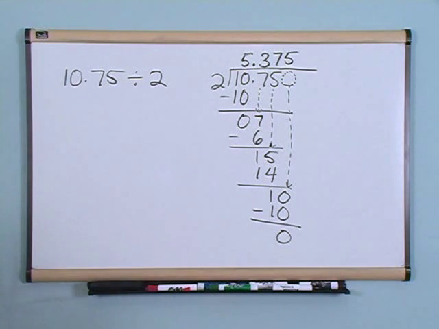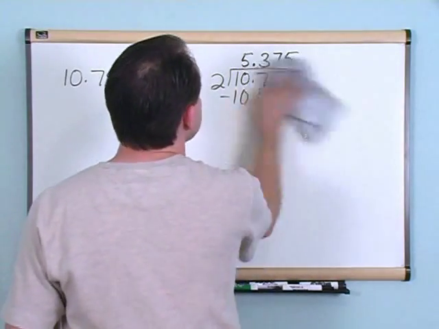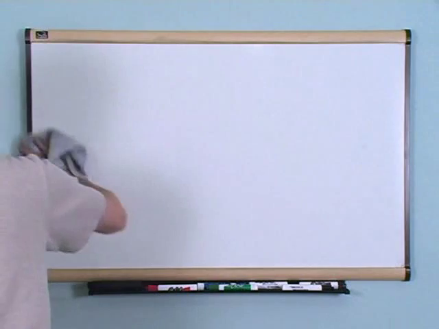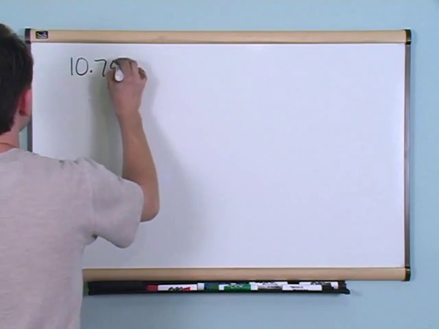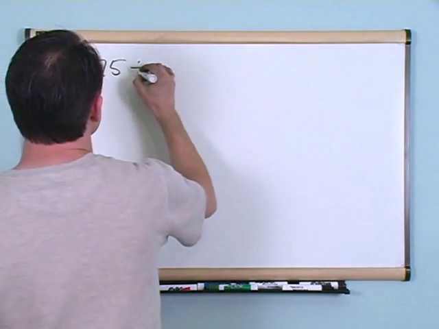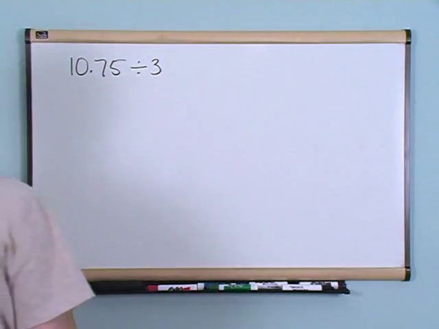5.375. I know that this is coming fast and furious, but the only way that you can really get good at these is to do a lot of these problems. It's really the only way. What if you have 10.75 divided by 3?